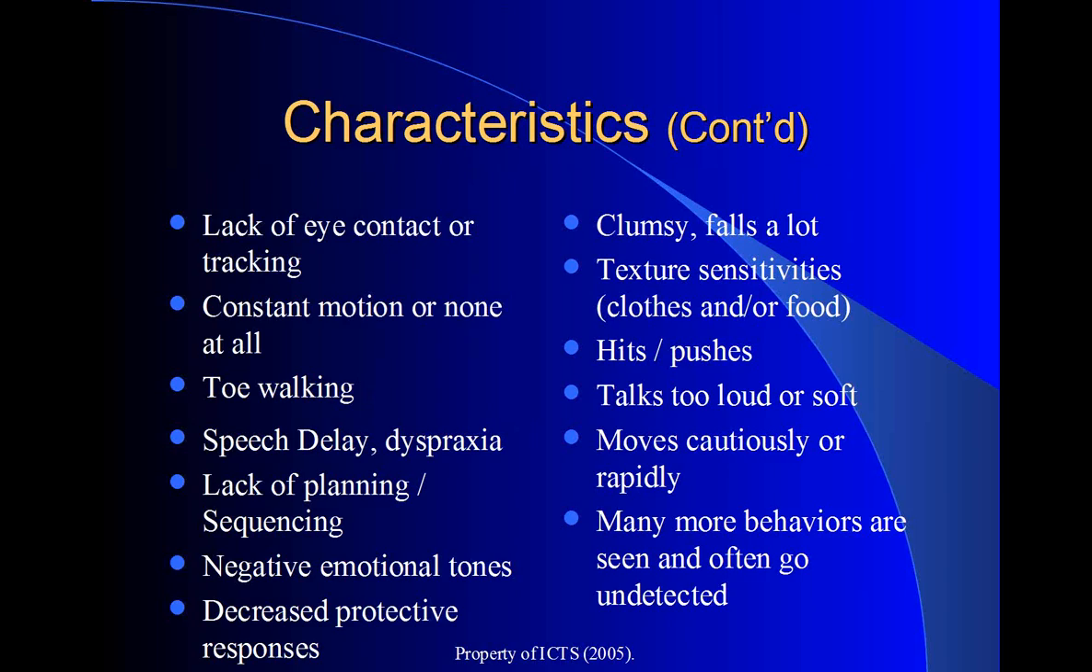Constant motion or no motion at all. Your toe walkers. Toe walking oftentimes is due to a need for more proprioceptive input, that more input to those muscles and joints, or it can also mean a functional visual deficit with depth perception. When you toe walk, children who have poor depth perception or have a deficit with their eyes coordinating and working together, it changes the dynamics and the aspect of where the floor is in relation to your feet.